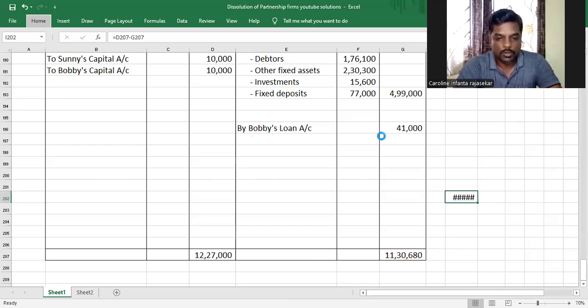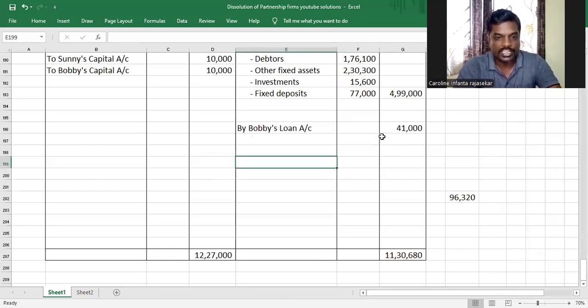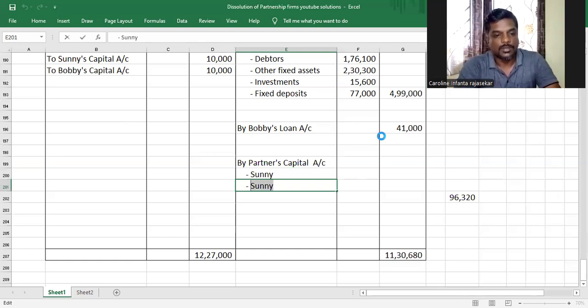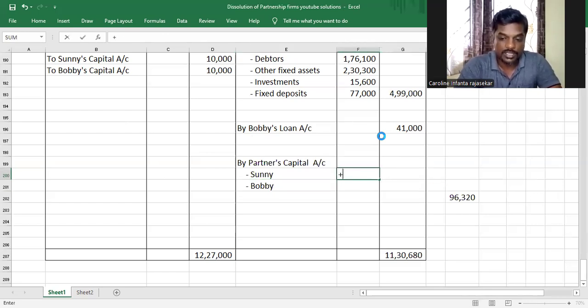So that loss of 96,320 will be borne by the partners in their profit sharing ratio. Understood or not? So we have Sunny and Bobby, and the profit sharing ratio as per the question is 3:2. Understood or not, my dear children? 96,320 into 3 by 5 for Sunny and 96,320 into 2 by 5 for Bobby. Once you're done with it, problem is solved.